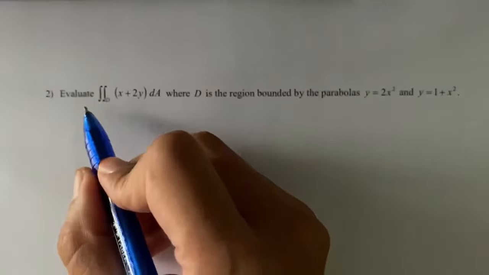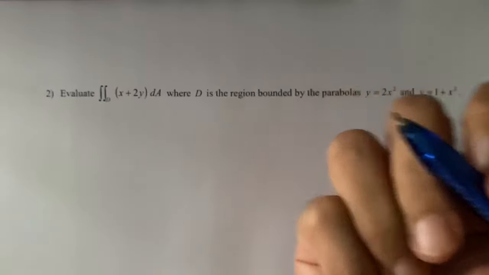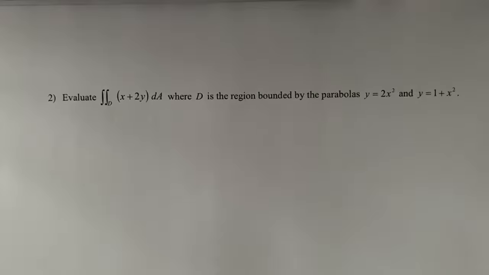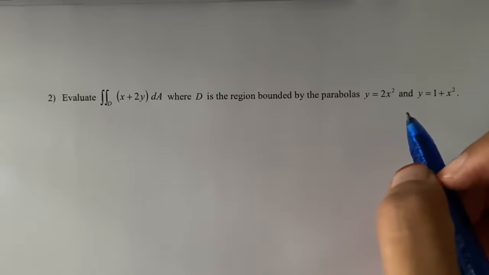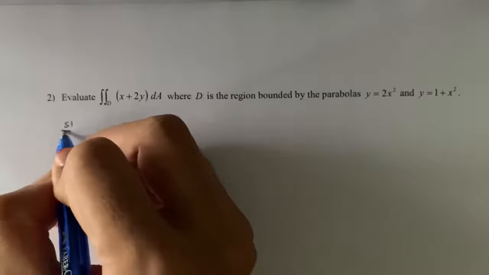Second example, evaluate the double integral of f(x,y), which is equal to x plus 2y, where D is the region bounded by the parabolas y equal to 2x square and y equal to 1 plus x square. So first, sketch the region.